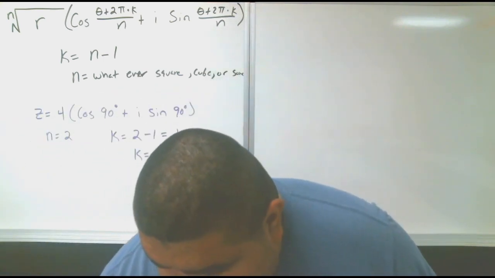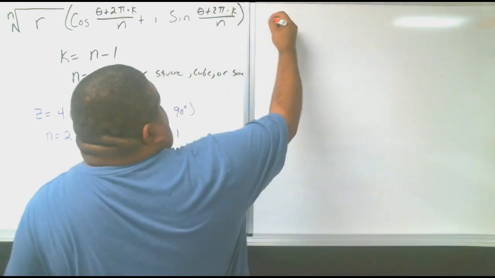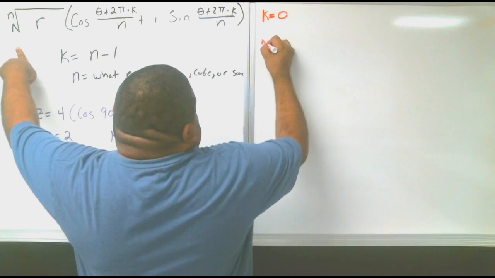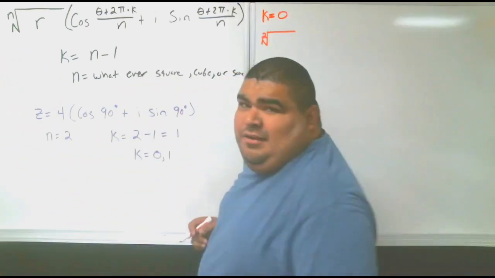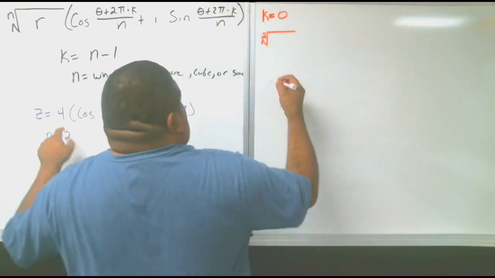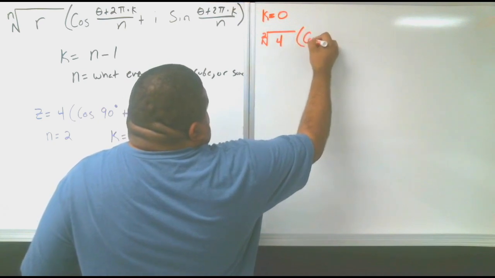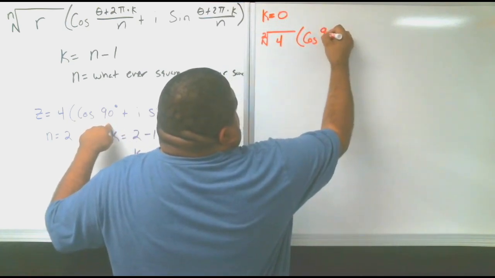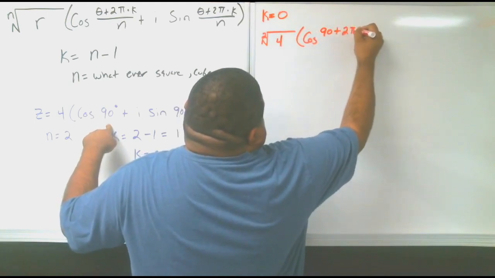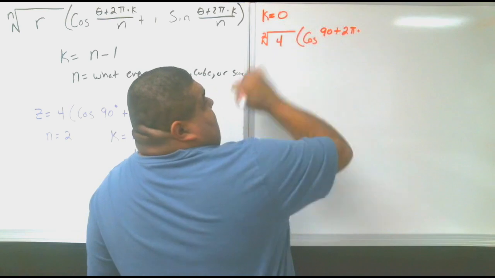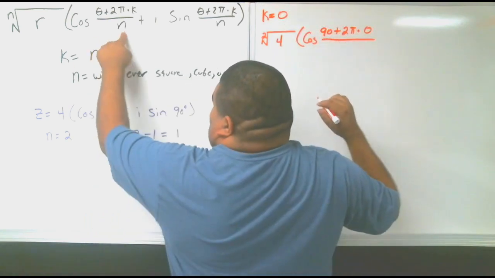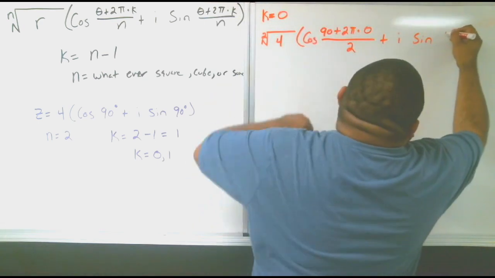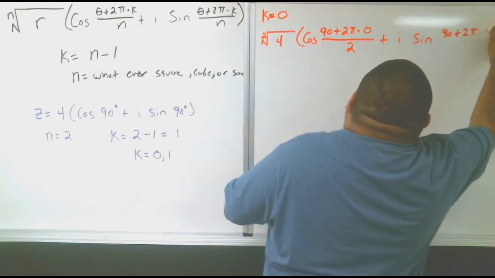So our problem is, we have one problem where k equals 0. So we have 2, because 2 is our n, our r, which in this case is 4, cosine of theta, which is 90, plus 2 pi times 0, because k is 0, that's what we're using for k right now, over our n, which was 2, plus i sine, again the same thing, 90 plus 2 pi times 0 over 2.